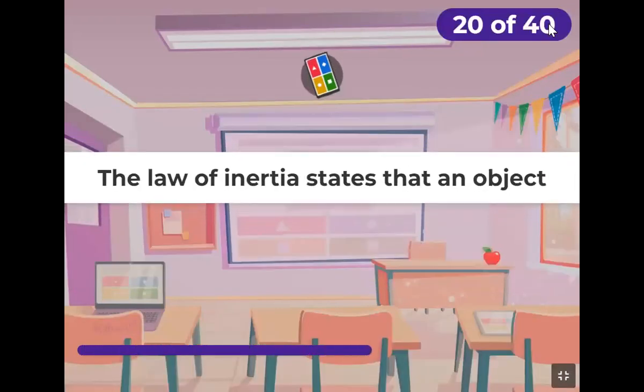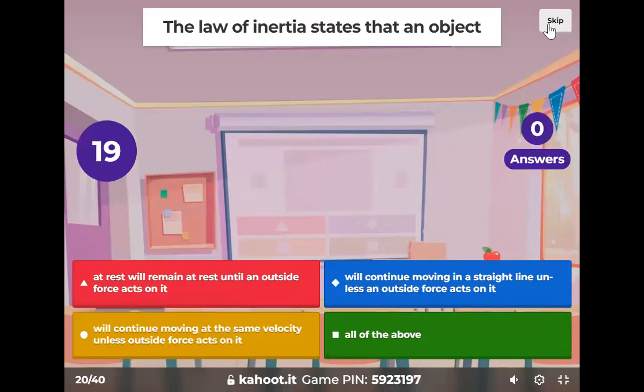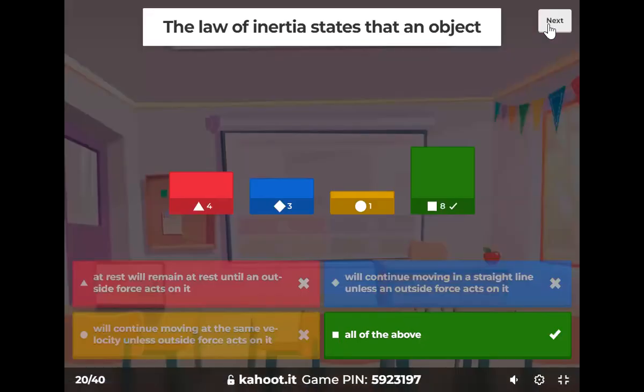The law of inertia. At rest will remain at rest until an outside force. Continue moving in a straight line until there's an outside force. Continue moving at the same velocity until there's an outside force. All the above. Those are all true statements, right? So the law of inertia, that's Newton's first law of motion. Guys, if you ever see anything speeding up, slowing down, or moving on a curved path, then there must be an external force acting on that object. External net force.